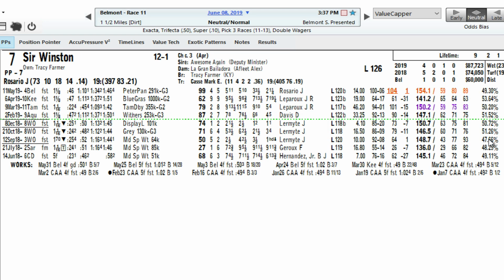All right, so moving on to Sir Winston. This is an easy one. Sir Winston is a dedicated closer. If you look at the races from February on, from the Withers up to the last race in the Peter Pan, where it beat Intrepid Heart, it's a dedicated closer. Maybe a little too far back at the second call, but that was a stunning final fraction or late fraction in the Peter Pan. So I'm thinking maybe not for win, but maybe in the exotics.